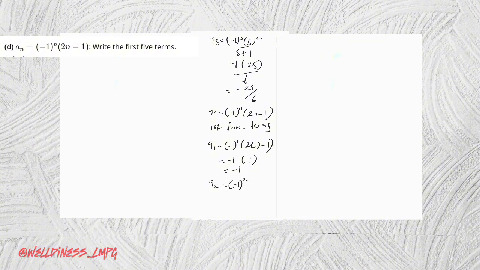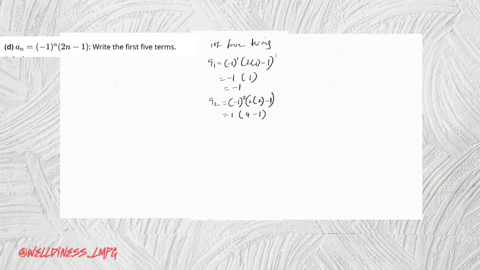Now for A2, you have minus 1 squared multiplied by 2 times 2 minus 1. So minus 1 squared is the same thing as 1, because minus 1 times minus 1 is 1. 2 times 2 will give you 4, and 4 minus 1 will give you 3. So your answer is 3 times 1, which is 3.